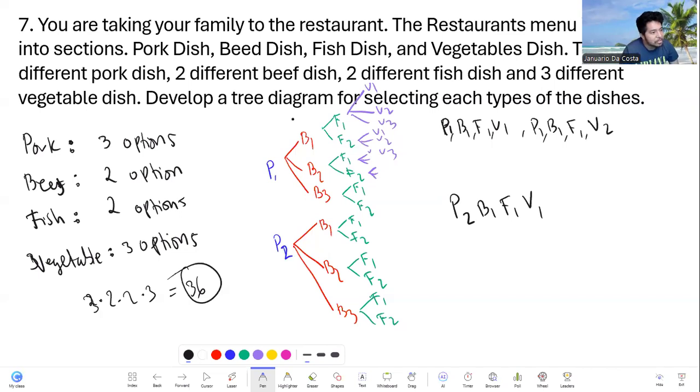Now, to answer this question is to develop a tree diagram for selecting each type. This is your tree diagram.